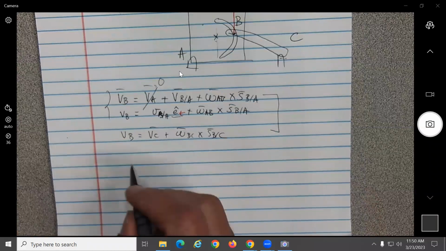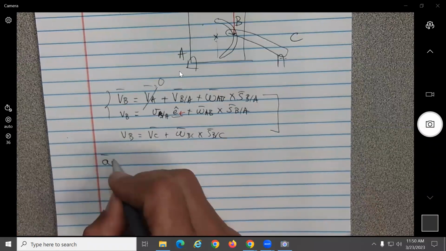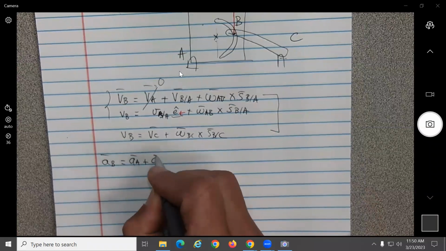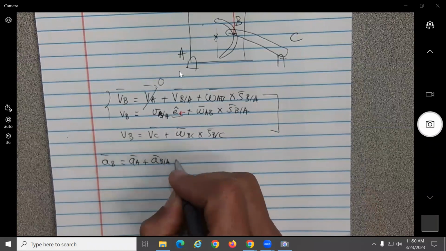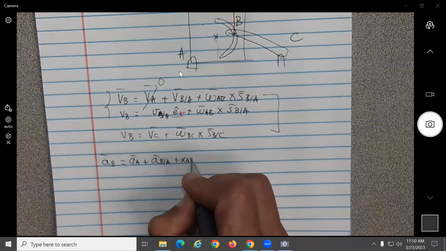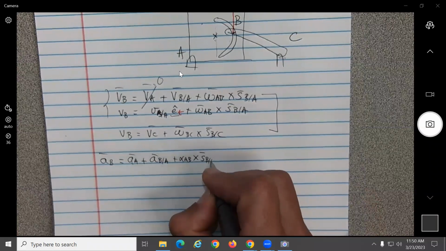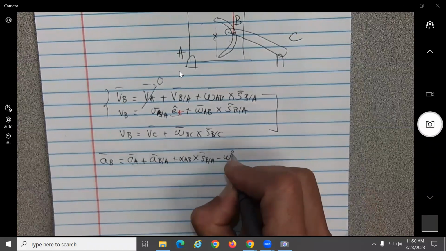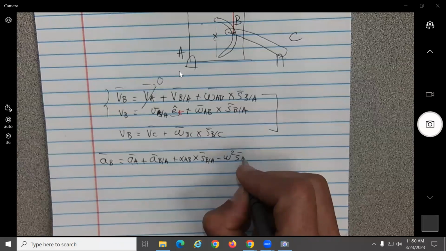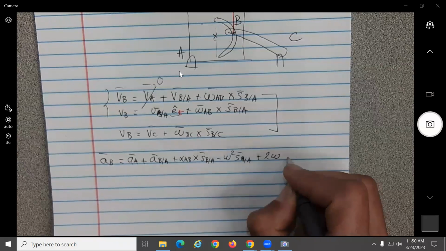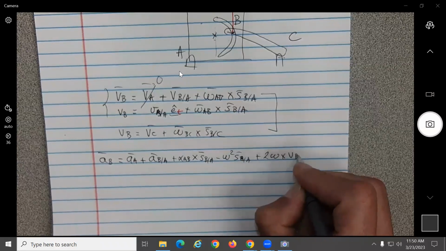All right, what about the accelerations? I'm just going to do AB from point A. You have acceleration of A, acceleration of B with respect to A, plus alpha AB cross S of B with respect to A, minus omega squared S of B with respect to A, plus 2 times omega cross velocity of B with respect to A.